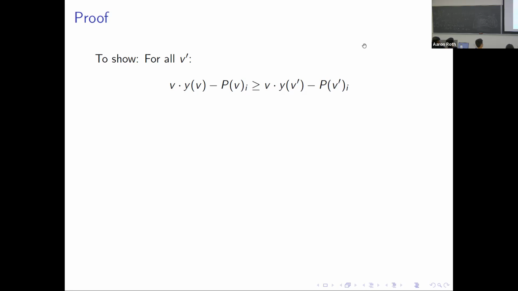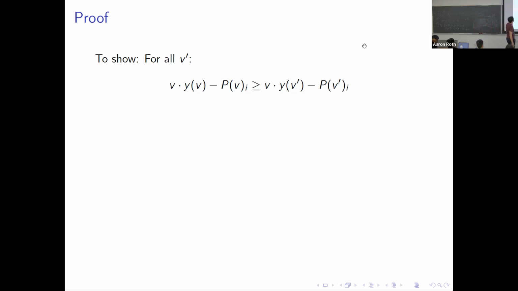Remember, you are bidder I. Your true value, unknown to the mechanism, is V. What we need to show is that you can't benefit, you can't get a higher utility outcome by misreporting some other bid V prime. Okay, so this is the inequality we need to show. We need to show that your utility, if you tell the truth, is at least your utility if you lie and misreport your valuation as V prime.